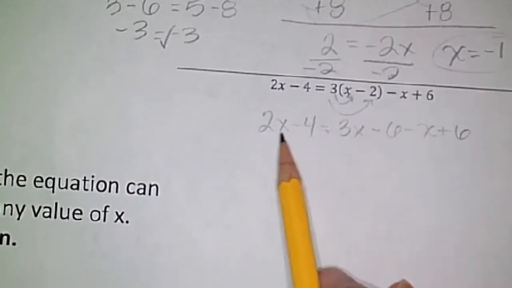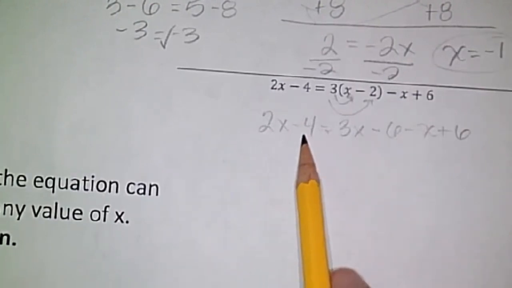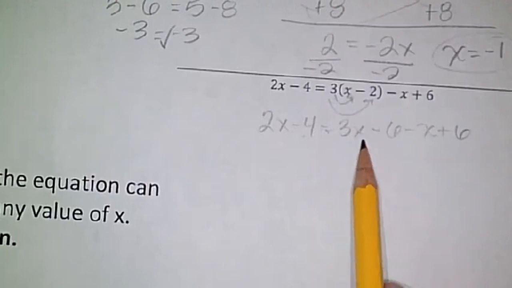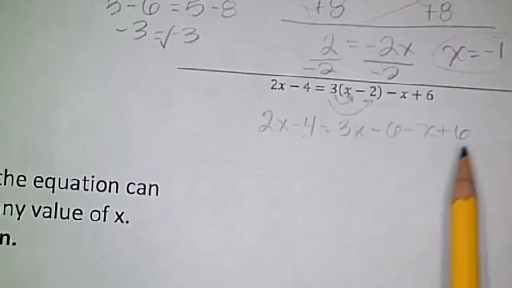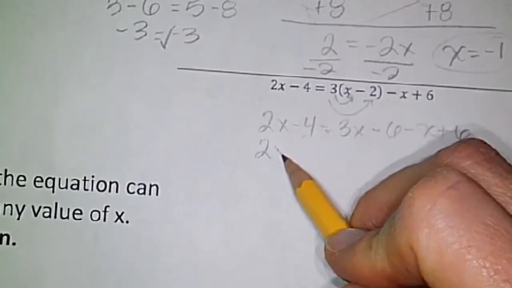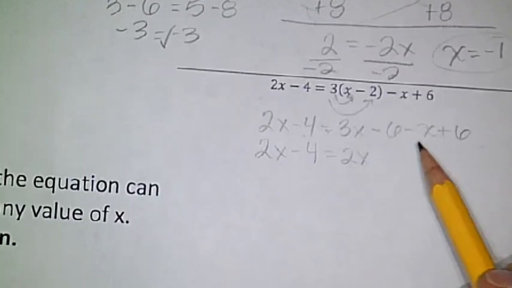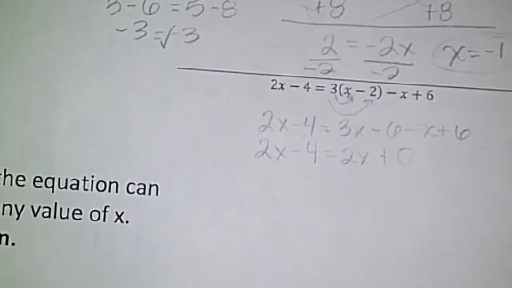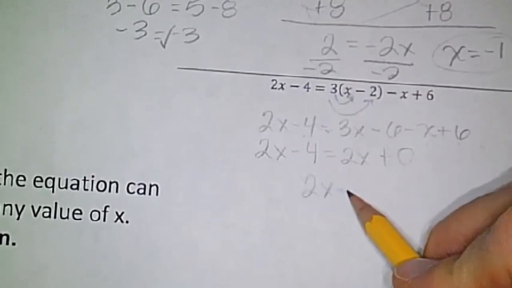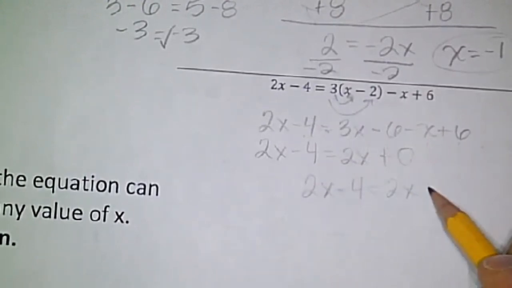Can we combine anything on the left side? 2x and 4? No. So we have 3x minus 6 minus x plus 6. So we have 2x minus 4 equals 3x minus x, 2x. And then we have negative 6 plus 6. Okay, so you have 2x minus 4 equals 2x plus 0.